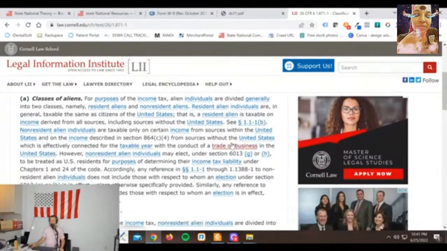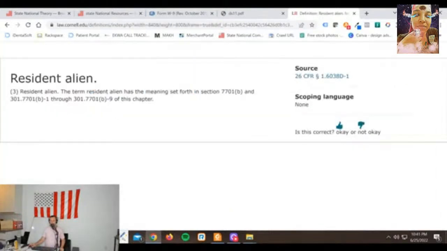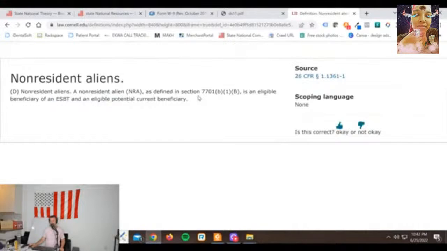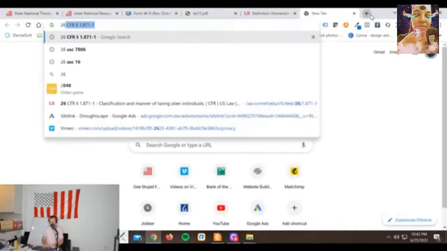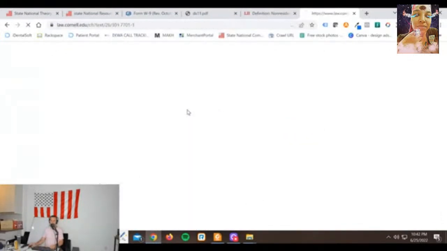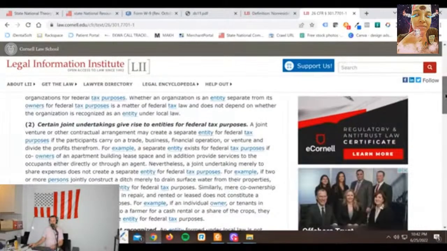Oh, watch this here. I'll click on resident alien. The term resident alien has the meaning set forth in section 7701(b) and so on of this chapter. Go look at those and see how confusing the definition is. Non-resident alien, same thing. 26 CFR 7701. Classifications of organizations for federal tax purposes.